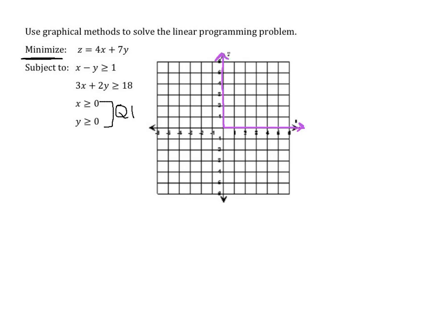Because we want x to be greater than 0 and y to be greater than 0, so we want all positive numbers. But we do have to do a little bit of side work here. We'll come back to the x minus y.